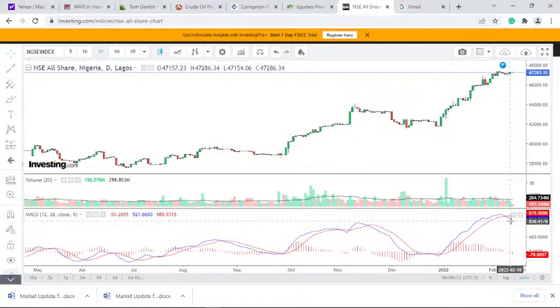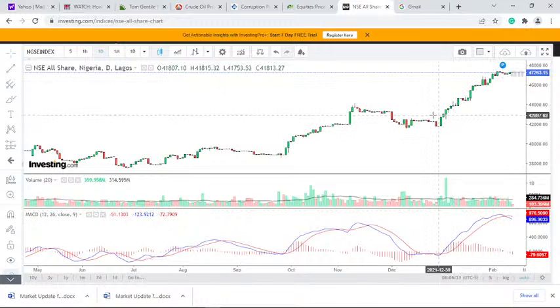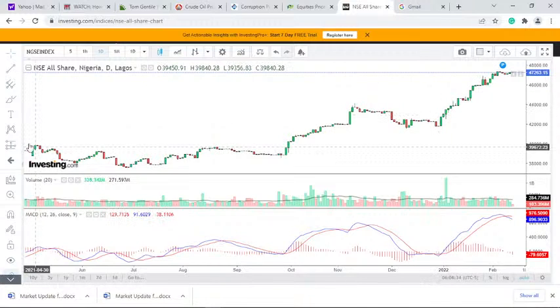But if you come down here, there's a kind of divergence between this MACD and the market. MACD is already looking down. It has crossed the signal line to the bearish side. And while the market is still looking up here, it tells you that we have to be very careful when we are playing such a market, because you don't know what happens.